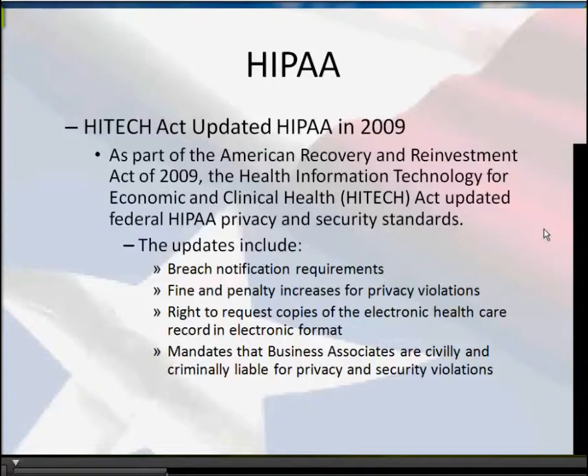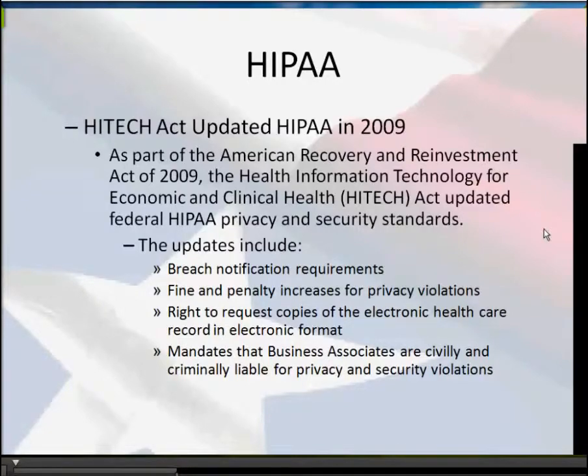The HITECH Act updated the HIPAA Act in 2009. So if your HIPAA manual and program was purchased prior to 2009 and it has not been updated, it is not in compliance. As a part of the American Recovery and Reinvestment Act of 2009, the Health Information Technology for Economic and Clinical Health, otherwise known as HITECH, updated federal HIPAA privacy and security standards.